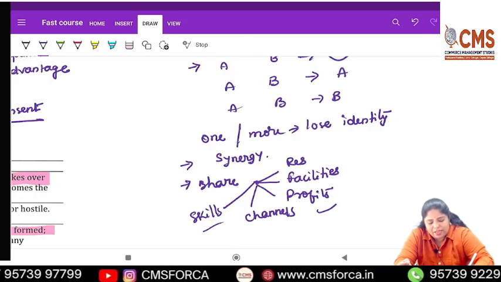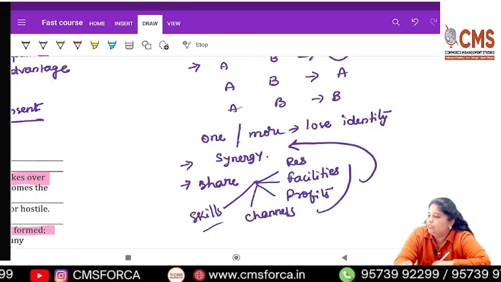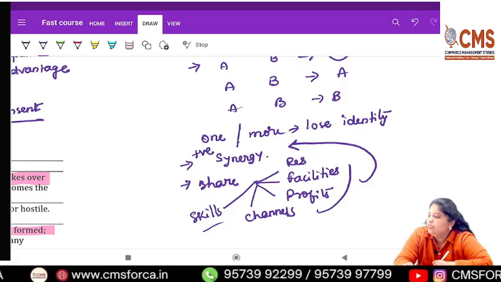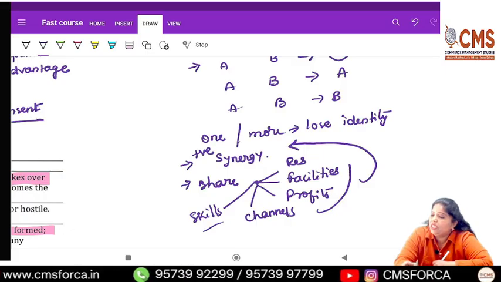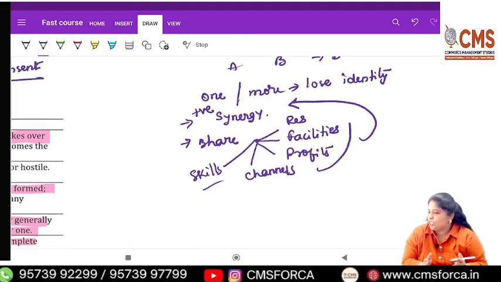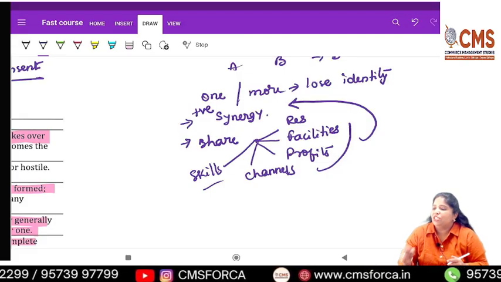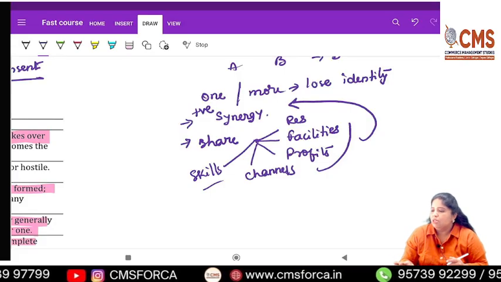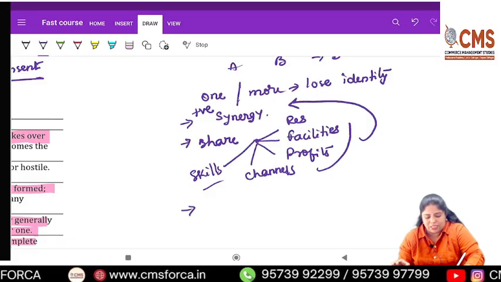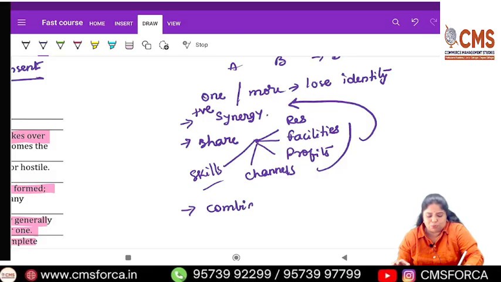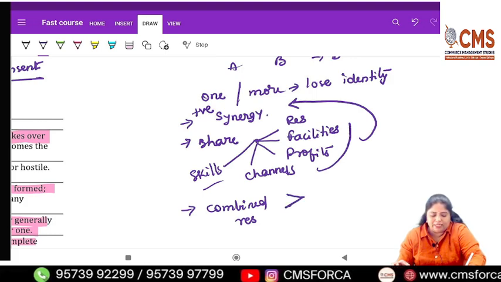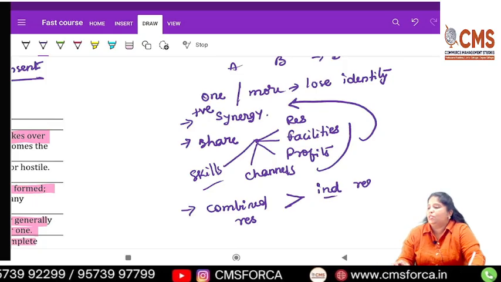This sharing creates a factor of synergy, and we can even use the word positive synergy. So a merger always creates positive synergy. Why? Because there is the sharing of resources, sharing of facilities, sharing of budgets, sharing of profits. All resources would be shared. And what we believe when a merger happens, we have to mention this point: always, we believe combined resources would be greater than the individual resources.